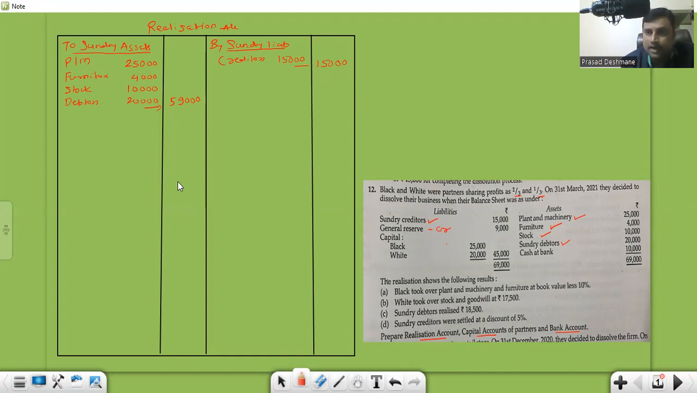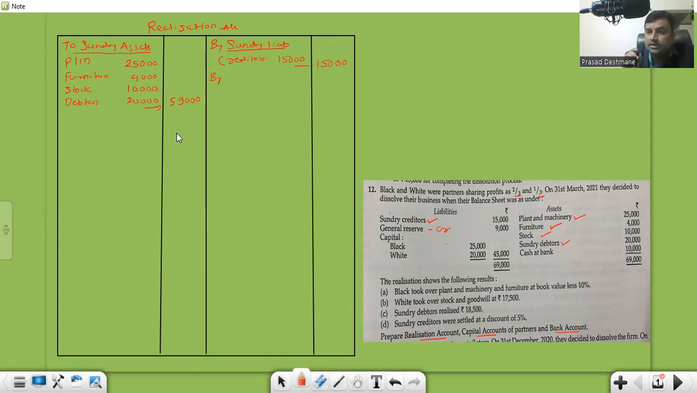His firm is selling these assets to Black. So when the firm is selling, it's a receipt of payment for the business. Definitely it's a receipt, because when I'm selling the assets, the firm will get the money, right? So receipts we are going to record on the credit side of the realisation account as per the rule. So I'm going to record here on the credit side, by. What am I going to write over here?